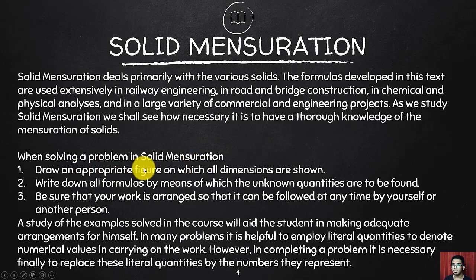Okay, so in solving a problem in solid mensuration, the first step you should do is to draw an appropriate figure on which all dimensions are shown. So this is where your skills in drafting will come to play. So the figure must be drawn, whether it be a plane figure or a solid. Second is to write down all formulas by means of which the unknown quantities are to be found. So these formulas will be given later on.